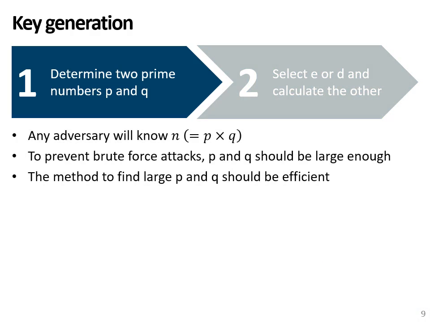So the first step towards generating an RSA key is to determine two large prime numbers p and q. Any adversary can know n as it's part of the public key. He also knows that n equals p times q. So to prevent a brute force attack, where the attacker is able to derive p and q from n, p and q should be large enough. Moreover, the method of finding two such large prime numbers should be efficient.